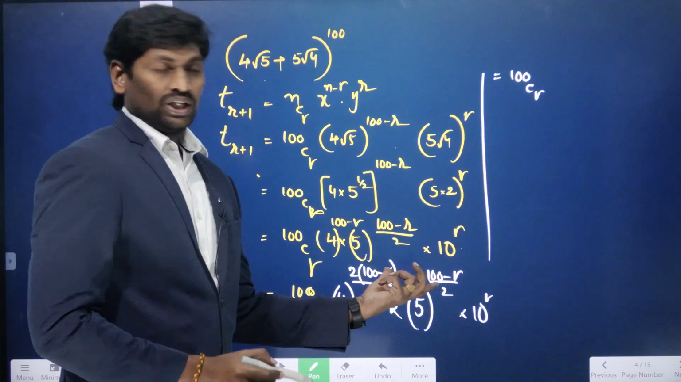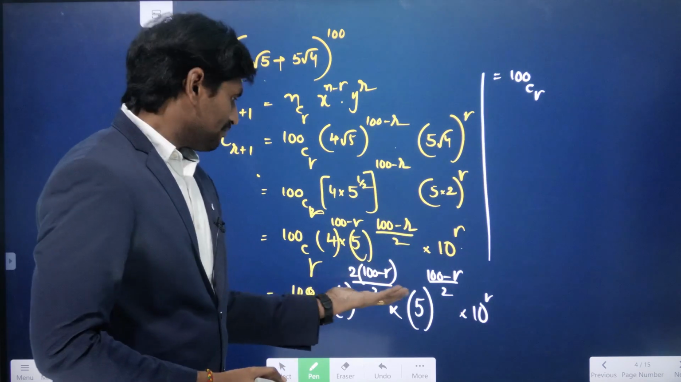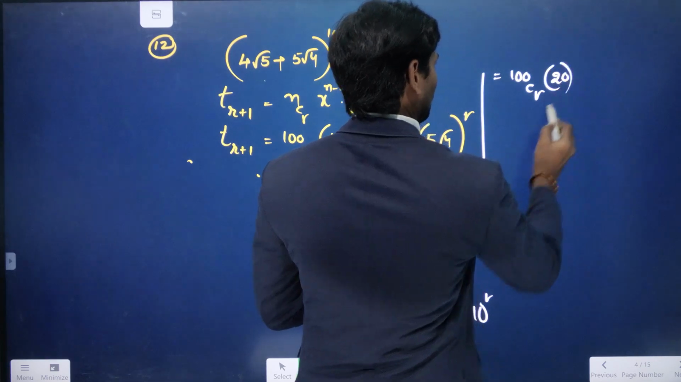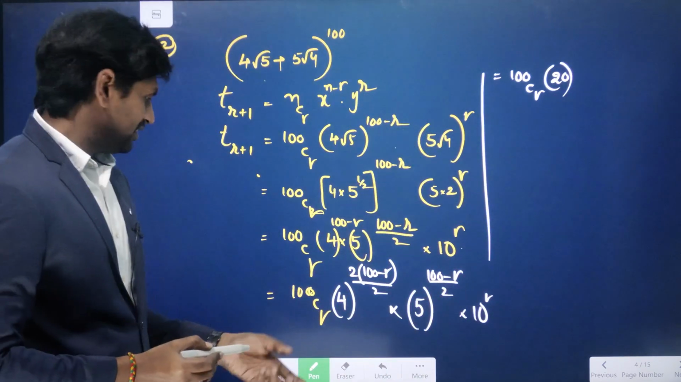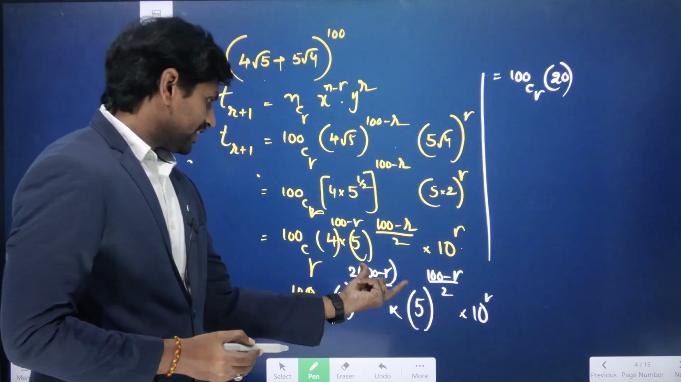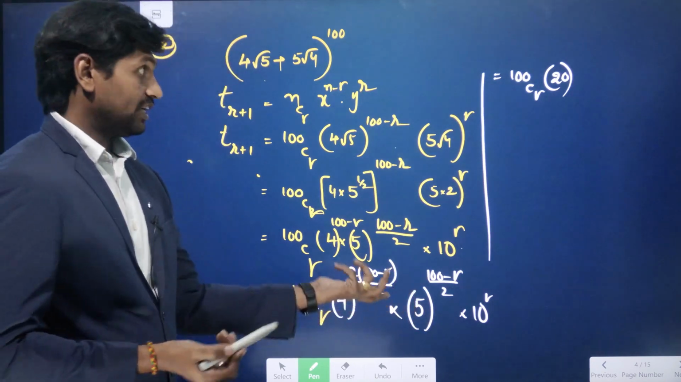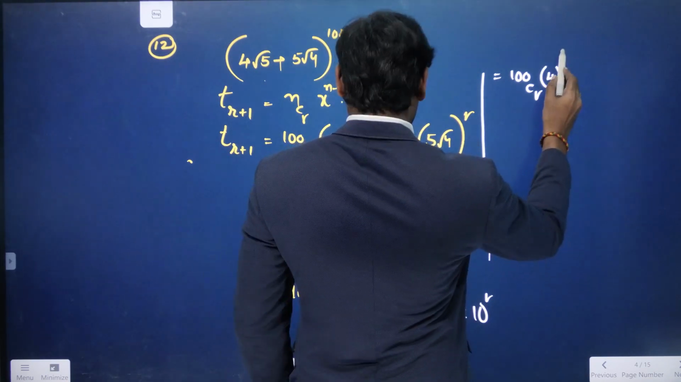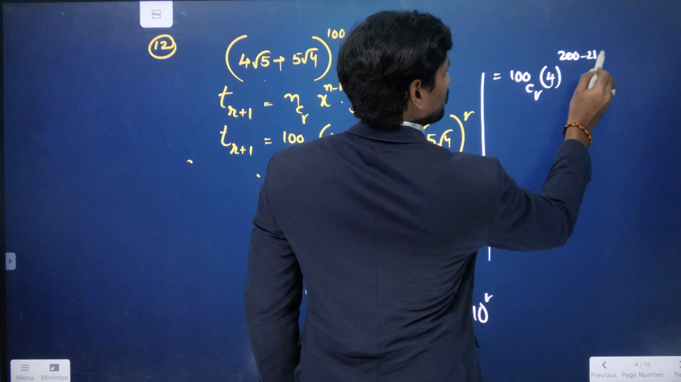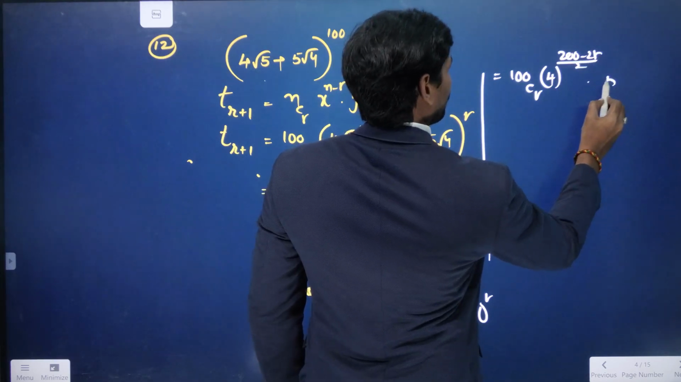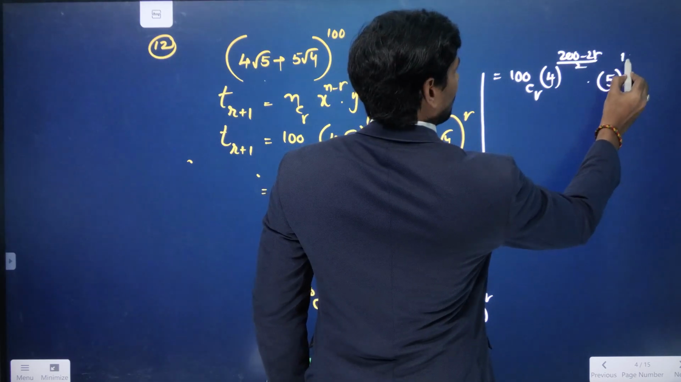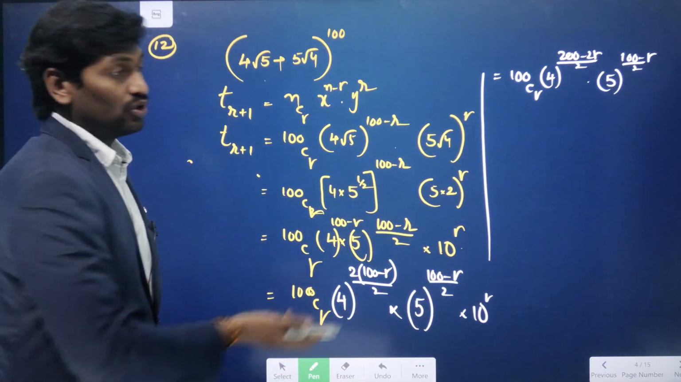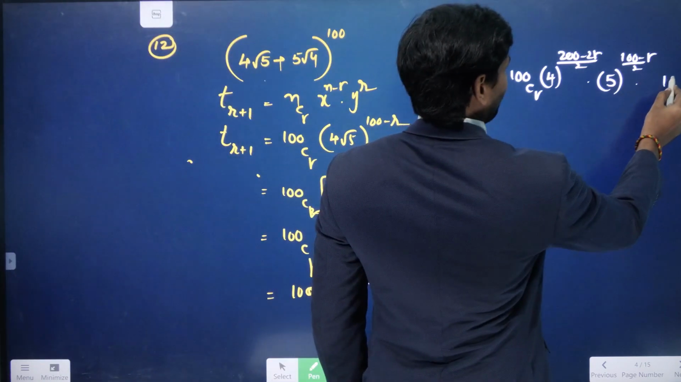Now if the powers are same, we can multiply the bases. So 4 into 5, 20. Because powers are in the same denominator. Okay, let us see the separate way. That is equal to 4 power 200 minus 2r by 2 into 5 power 100 minus r by 2. That means both of them we can write inside the same square root, whole to the power of 1 by 2, into 10 power r.